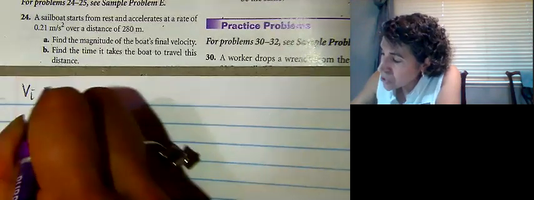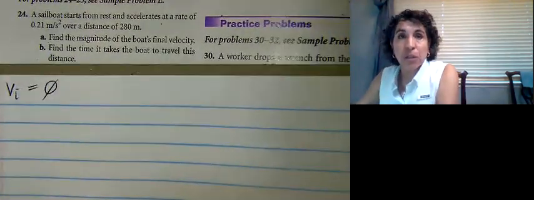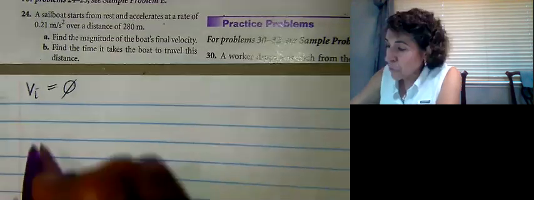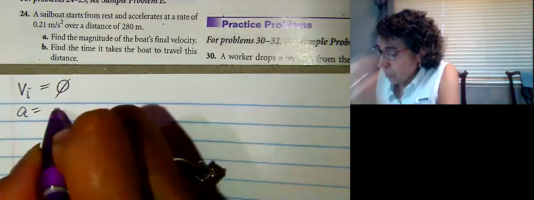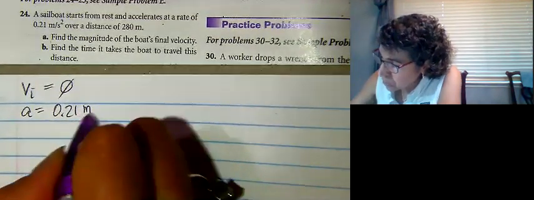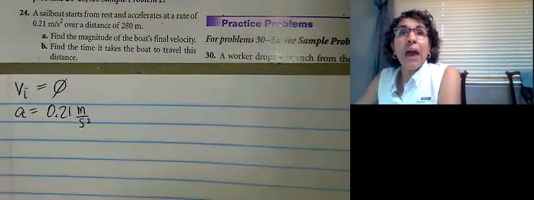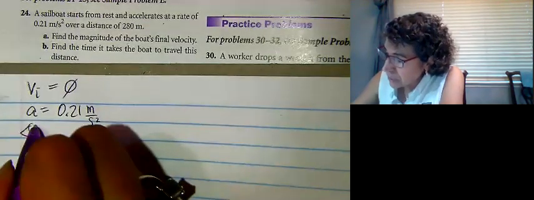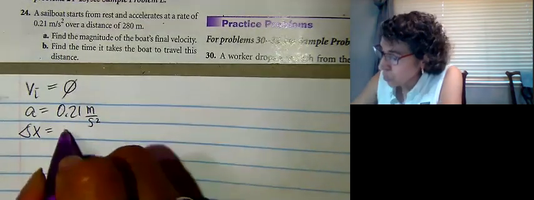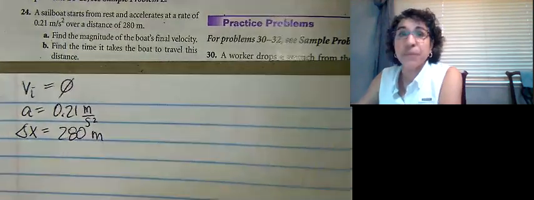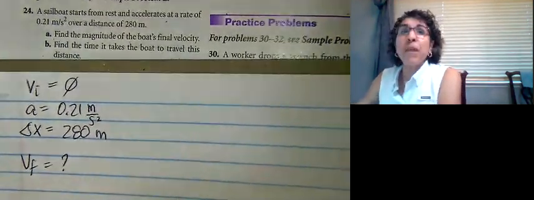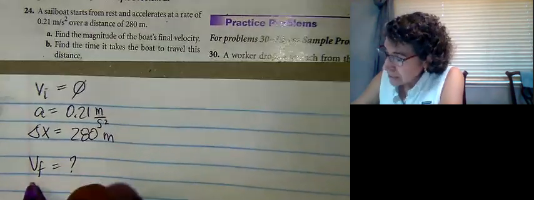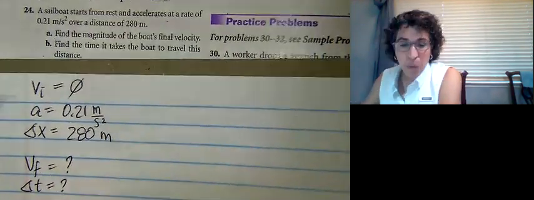So we know V initial is 0. That's the first thing we know. Then it accelerates at a rate of 0.21 meters per second squared. And it has the displacement. Displacement delta X is 280 meters. So we want to know what the final velocity is. And we want to know how long it takes. That's what we want to know.